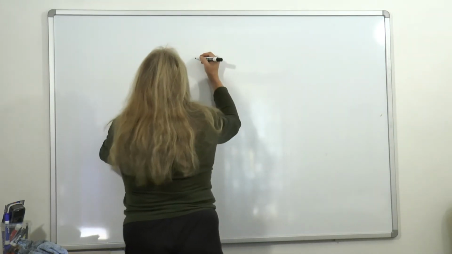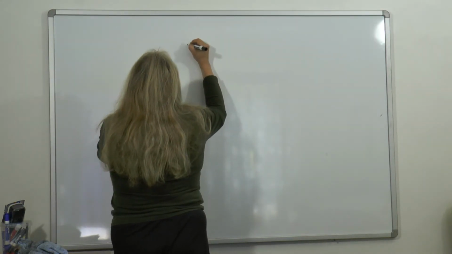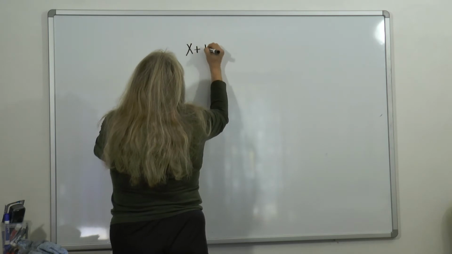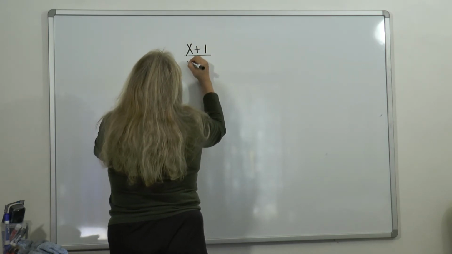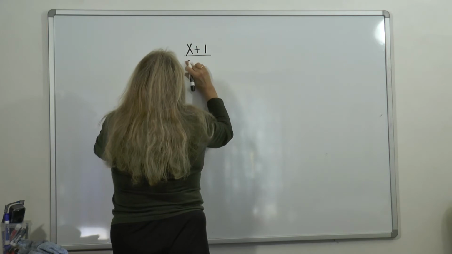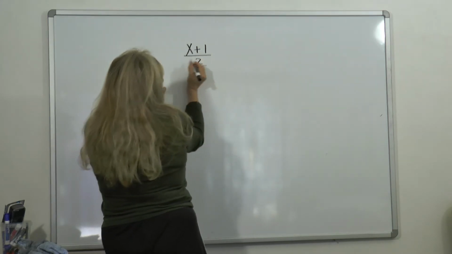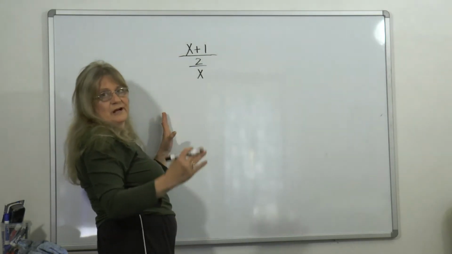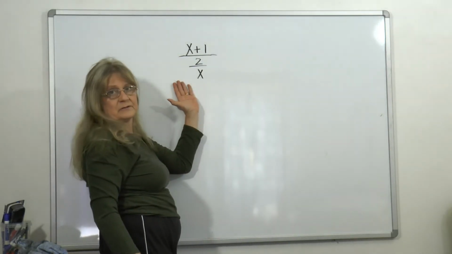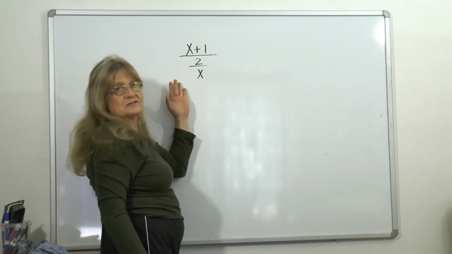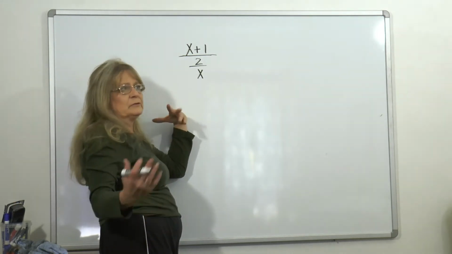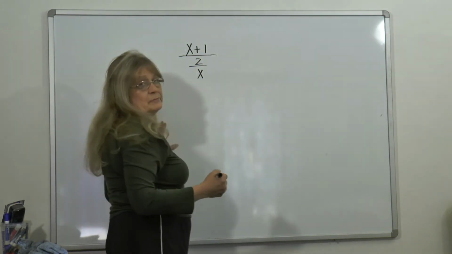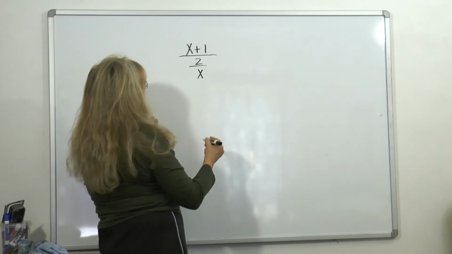So for instance, let's see, x plus 1 over 2 over x. That's a compound fraction. You don't want a compound fraction because it's a fraction within a fraction, and it's too cumbersome. If I give you a value for x, it's too hard to tell if it's a big number or a little number, what it's going to equal. So what we want to do is change this to be just a straight up fraction, not a fraction in a fraction.